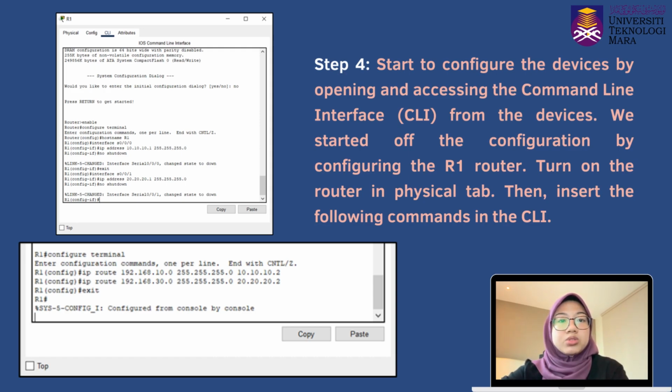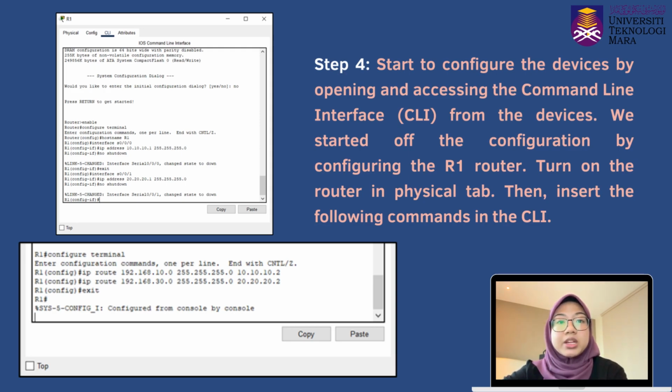enable to turn on the privilege command mode, and then we inserted configure terminal command to enter the global configuration mode. Next, we inserted hostname R1 to change the host name of the router, and then we inserted interface S0/0/0 command to enter the interface. Next, we inserted command IP address 10.10.10.1 255.255.255.0 to set the IP address, also the subnet mask to the interface.